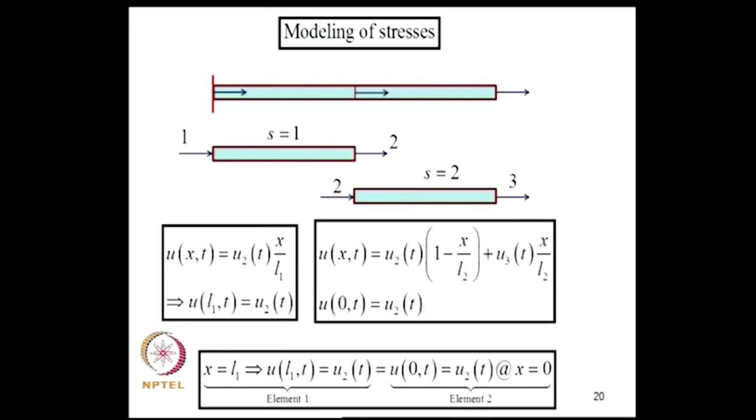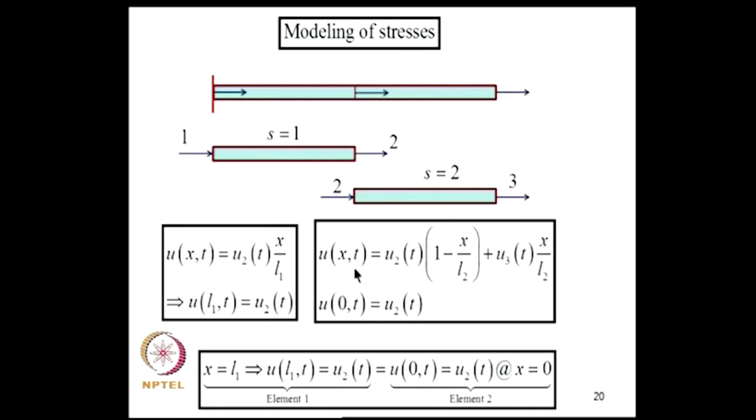So, to make the issues clear, let us consider an axially vibrating rod which has been discretized into 2 elements, element number 1, element number 2. Now, within the element 1, u1 is 0 because it is a boundary condition. So, u of x comma t within the first element is given by u2 of t into x by L1. So, therefore, at x equal to L1, which is the length of the first element, the displacement is u2 of t, which is what we have prescribed.